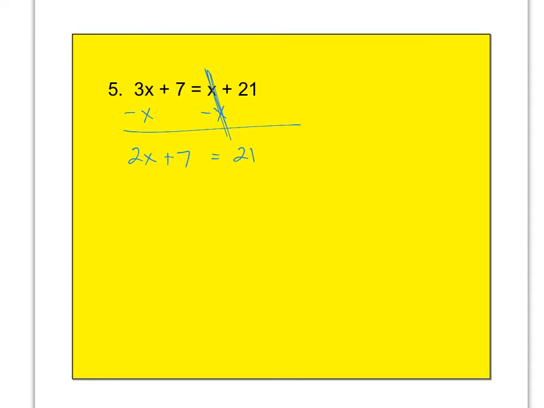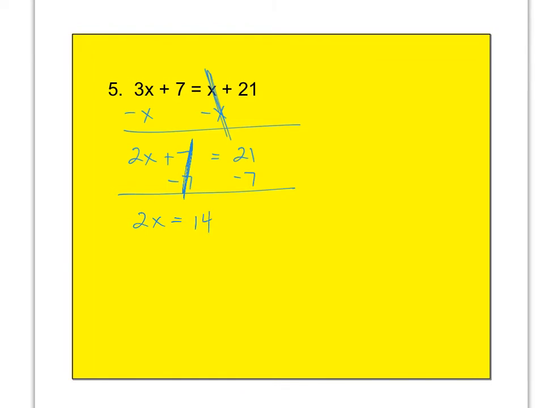Next, step 3 is you're going to add or subtract the constant. So in this case, the constant is the 7. That's the number closest to the x that we want to move away from the x. It's a positive 7, so the opposite would be a minus 7. Again, whatever you do to one side of your equation, do to the other side. The positive 7 and the negative 7 will cancel. You'll have 2x. On the other side, 21 minus 7, I believe, is 14.